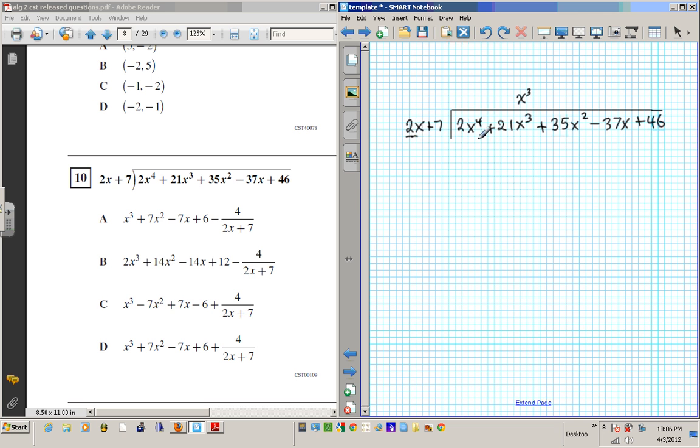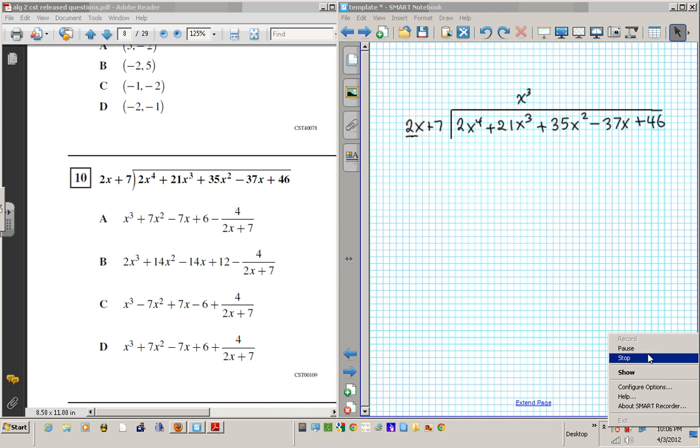Since 2x times x to the third gives me the first term right here, I'll distribute x to the third to this and to that. I'll distribute it to both of them and then put my answer at the bottom right here. All right, so let's go ahead and do that.